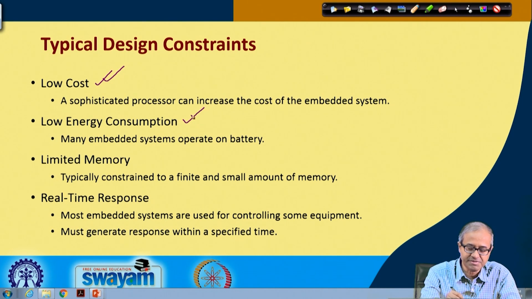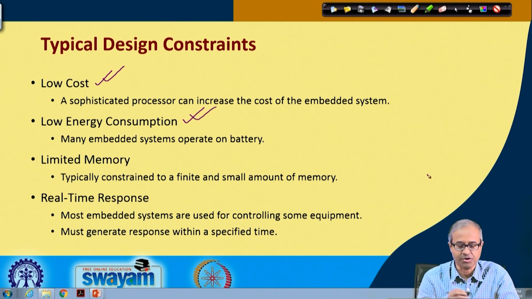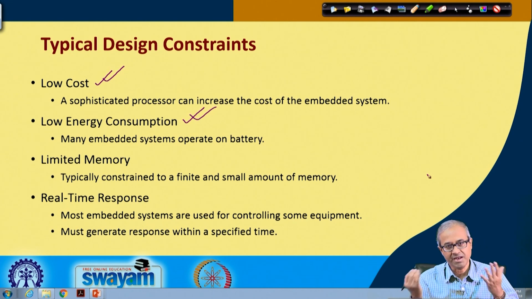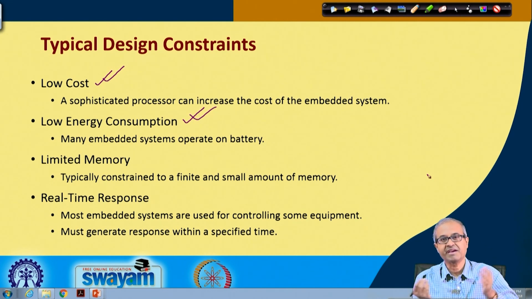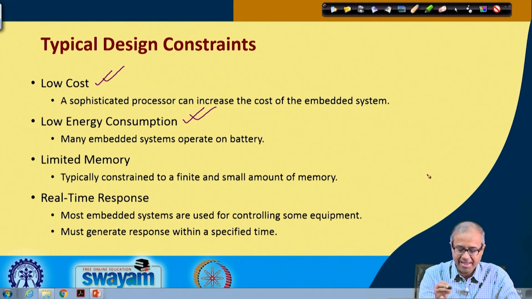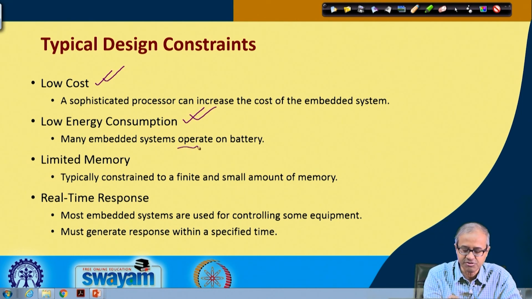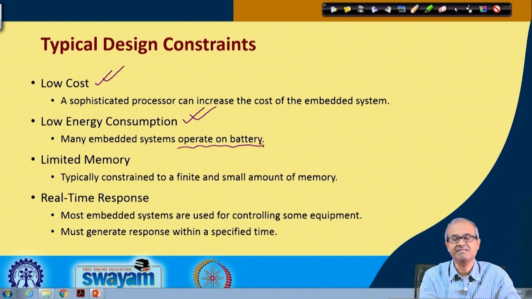Low energy consumption is another property which is pretty common. Even for machines which operate from electric power, like a refrigerator, if you put it on and go away, it is expected that it will consume very low power. And secondly, there are many gadgets which also operate on battery. So, for them obviously power consumption or energy consumption is a big issue, right.